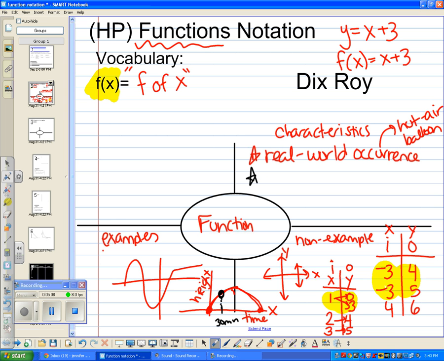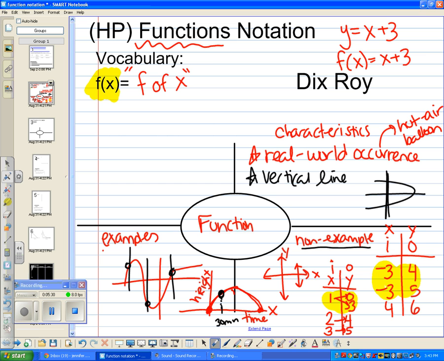Another characteristic is that it must pass the vertical line test. So if you draw a vertical line through at any point of the function, it only passes one time. So it only passes here, it only passes here, it only passes here. If it passes more than once, then it is not a function. So for example, a non-function was something that looked like this. And again, if you look at the vertical line test, it hits it twice, so it's not a function. You can't be in two places at once.